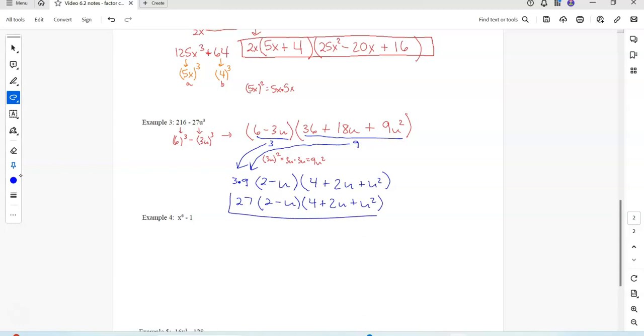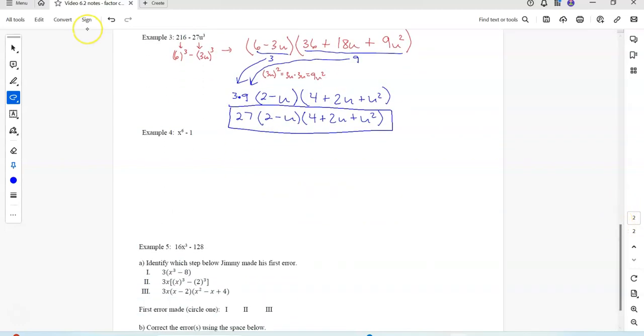Okay, so this is an example of one where you actually had a GCF at the beginning, but if you didn't know that there was a GCF, you could have gotten it after you did some factoring. Just depends on the problem. All right, example 4 is the last one that I'm going to do because I probably won't have enough video to be able to do this.